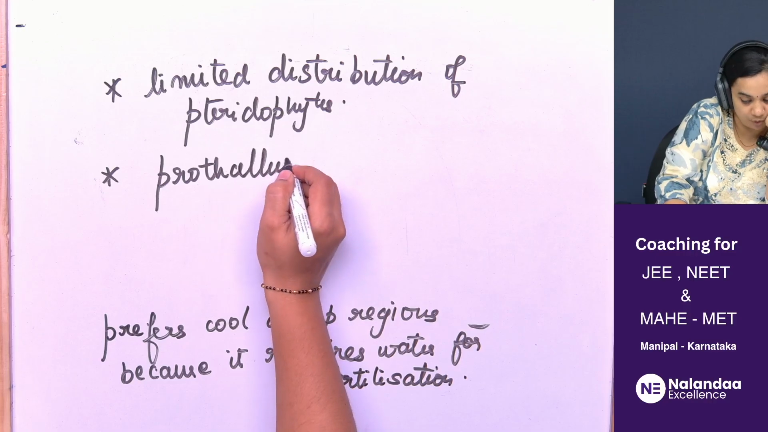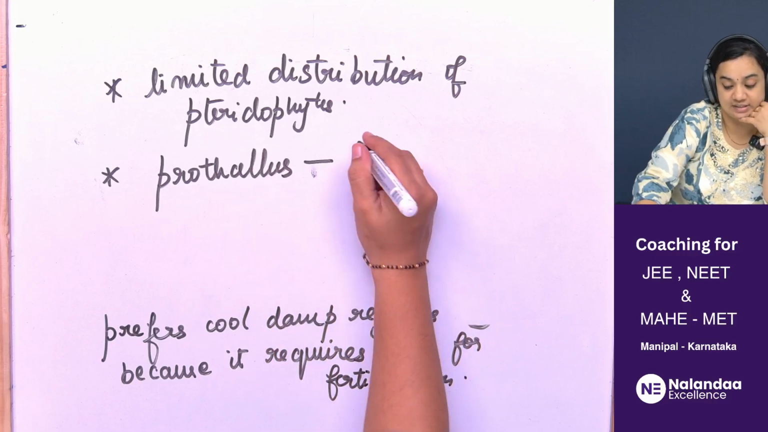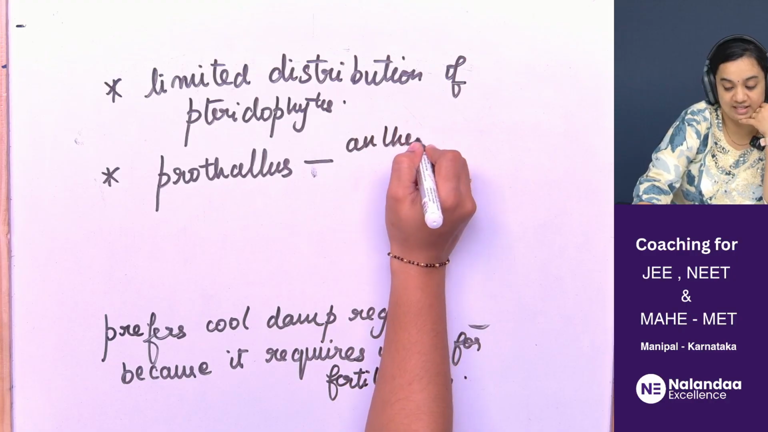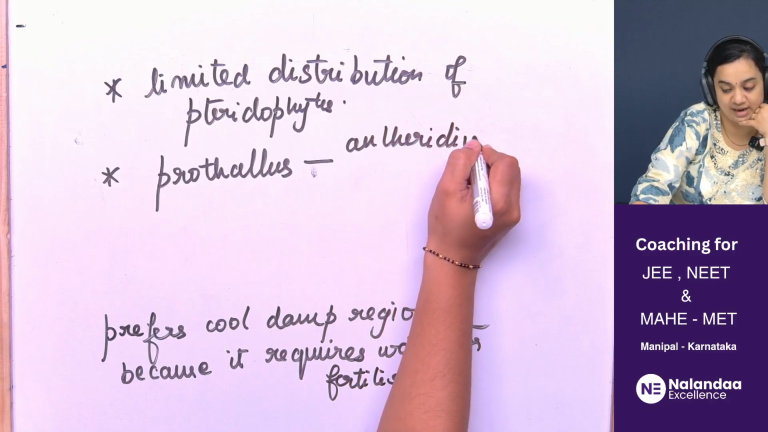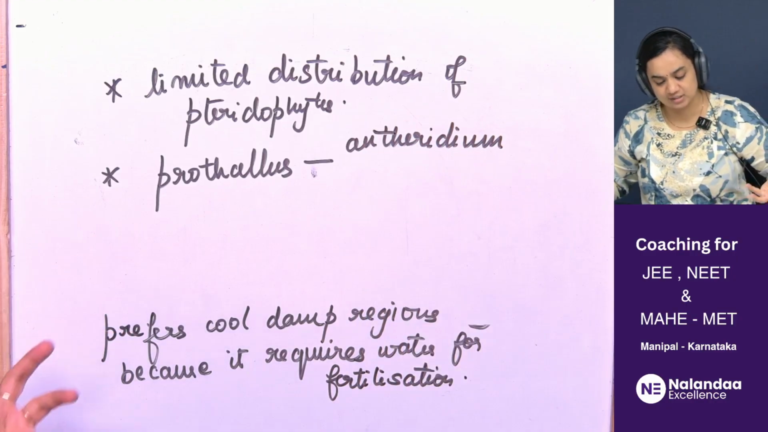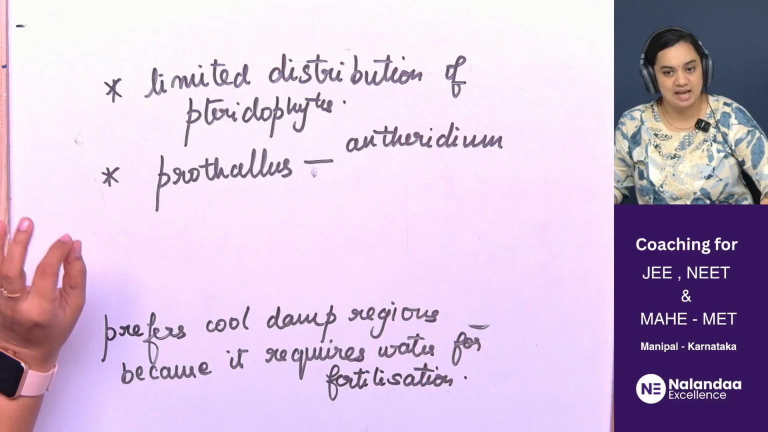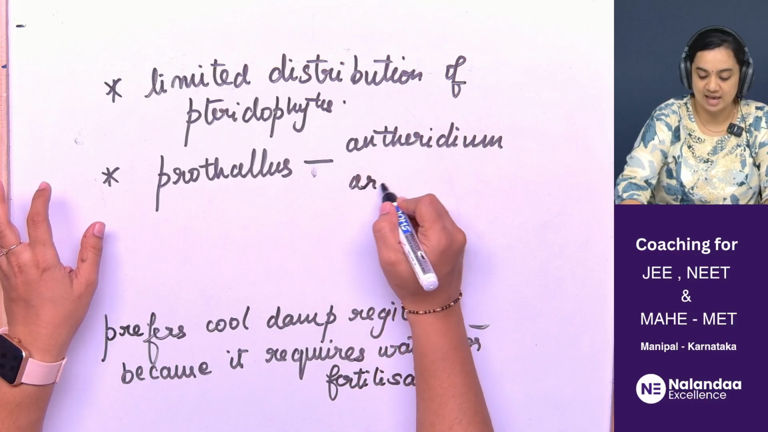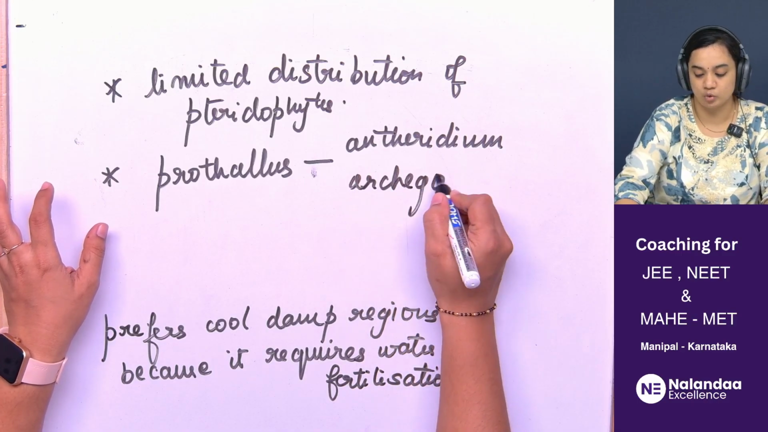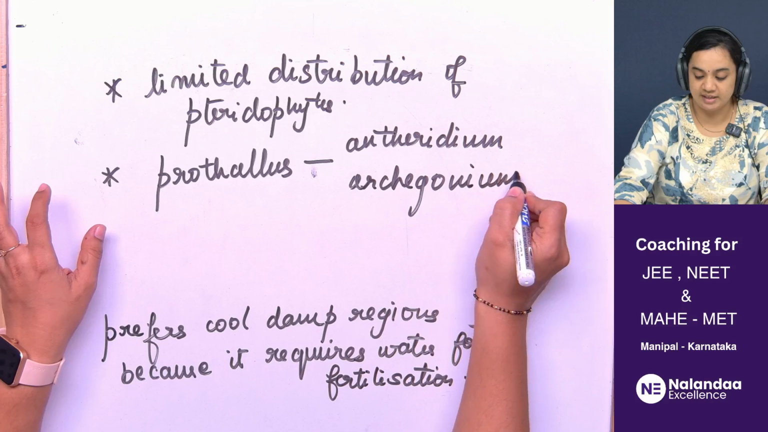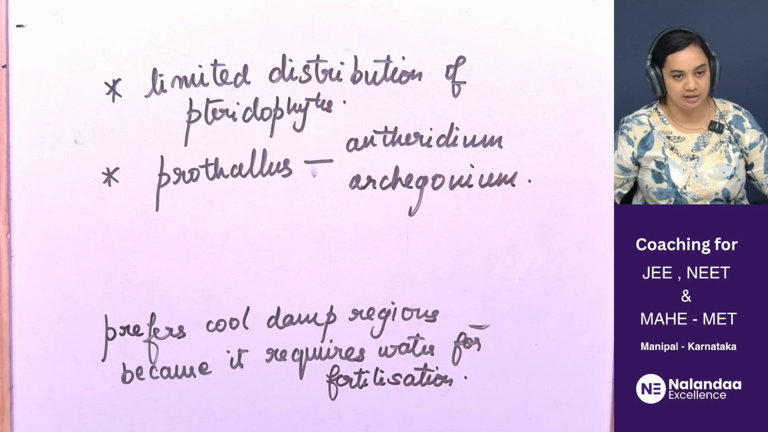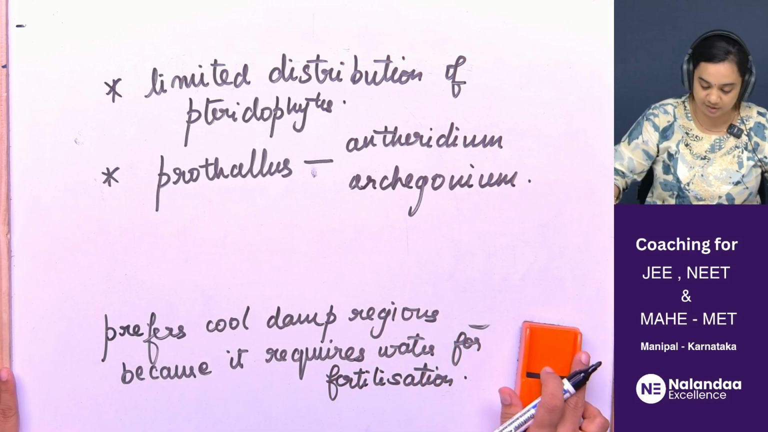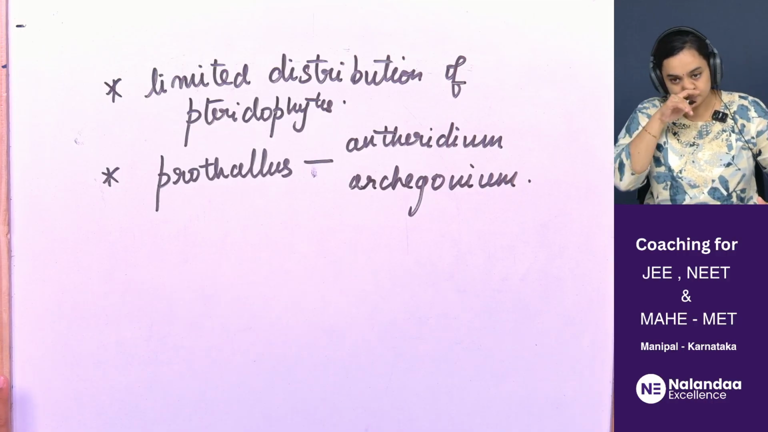The prothallus consists of antheridium and archegonium, the male and female reproductive organs. This prothallus is basically the gametophyte, right? It has to produce gametes. So for the production of gametes, it has antheridium and archegonium. It's a very tiny structure with both present. Now here comes the difference.